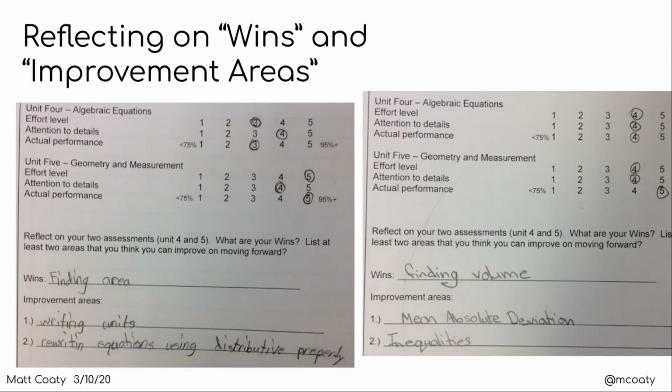So reflecting on wins and improvement areas. So wins for this particular person was, let's see, finding area. So this person felt like they did really well in finding area.